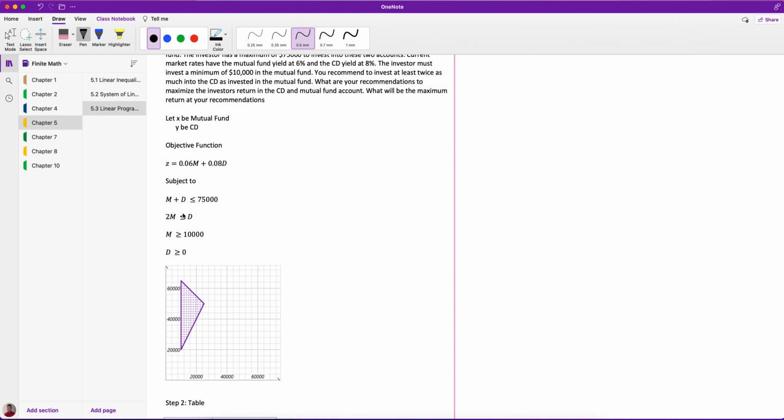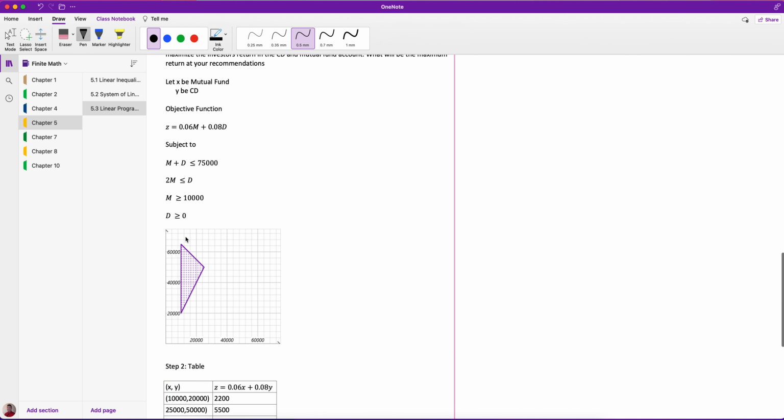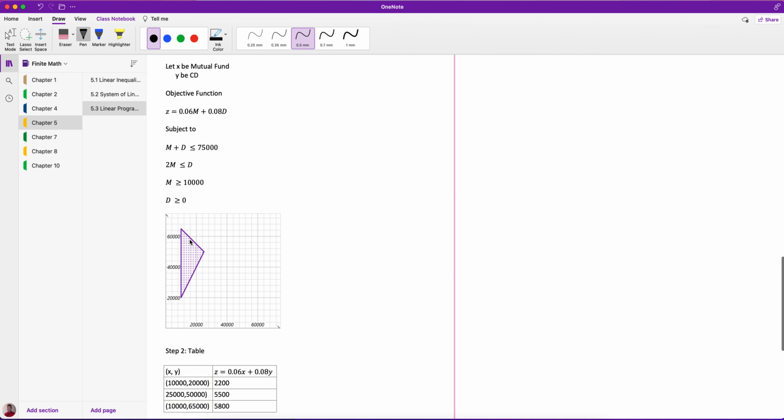I have to have less than or equal to twice as much in the mutual fund as I do in the CD. So there's where that inequality comes from. I have to put $10,000 in the mutual fund at a minimum, and then I have to put something into the CD. So if I graph all four of these lines, this is my coordinates, and this is where the feasible region comes from.